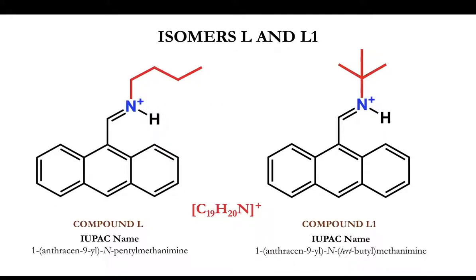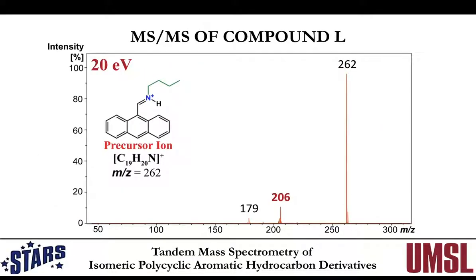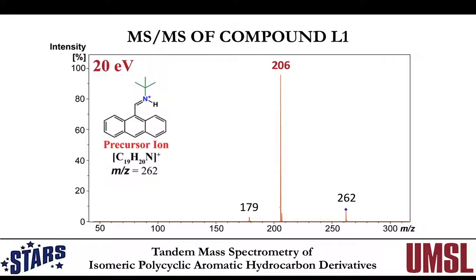Next, I investigated isomeric pair L and L1, whose ionized molecules are isomers, with the chemical formula C19H20N+. L has a linear alkyl chain while L1 has a branched alkyl chain. None of them has a methyl group attached. From the MS spectrum of L at collision energy 20 eV, a small amount of fragments at mass-to-charge 179 and 206 are detected. L1 also creates the same fragments at mass-to-charge 179 and 206, so there are no fingerprint fragments, unfortunately.